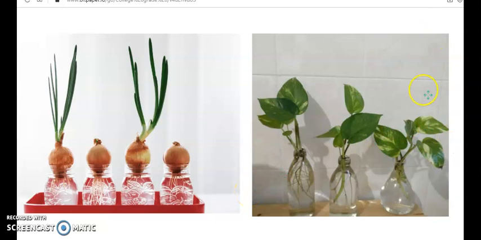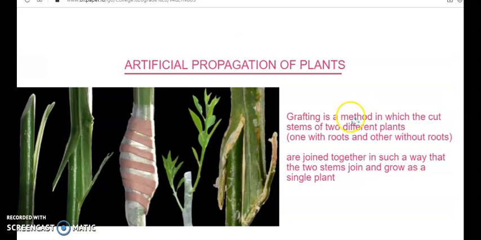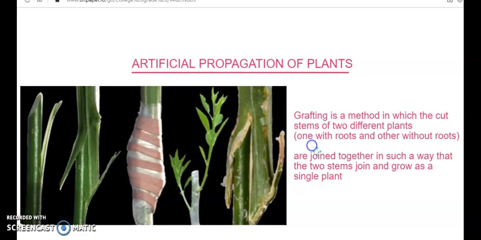There are different ways of artificial propagation that can be done. So what is the purpose of artificial propagation? The purpose of artificial propagation is that we need to take the best characteristics of two plants and we want to fuse them. What do I mean by that? This is particularly done in those plants which are either flowering plants or fruit bearing plants. So suppose, for an example, you take an orange plant or a mango tree.